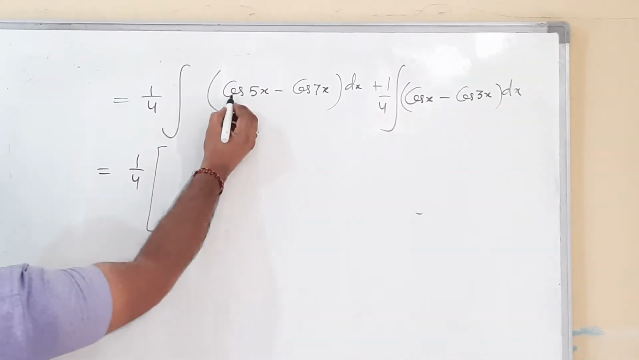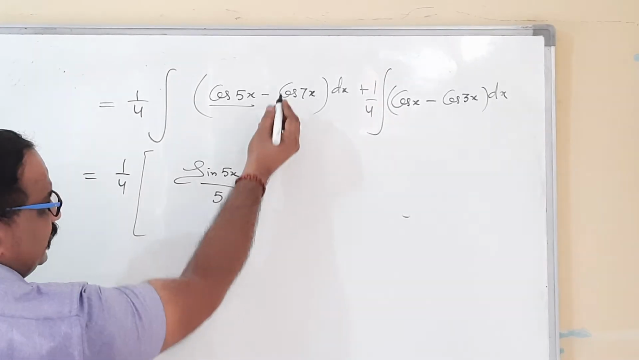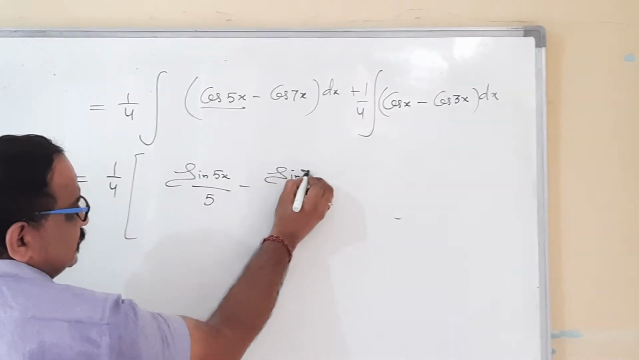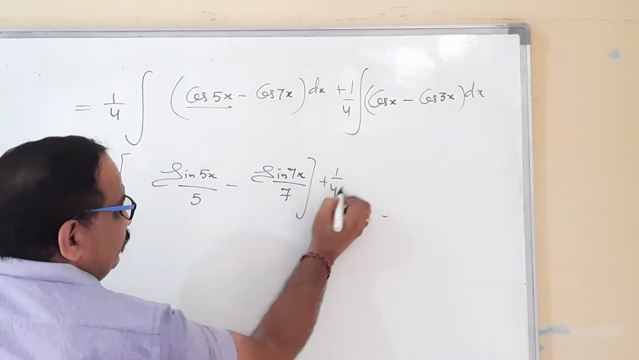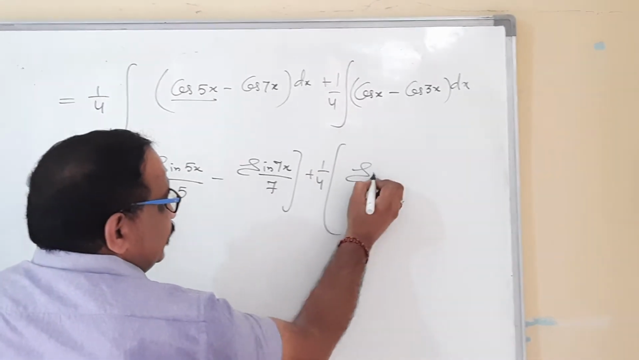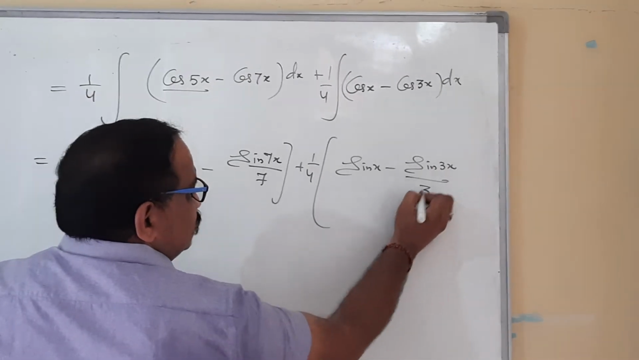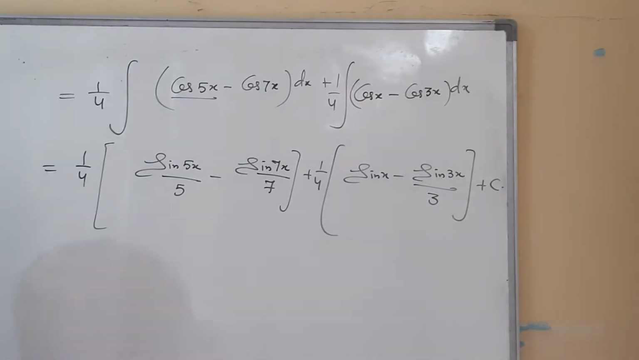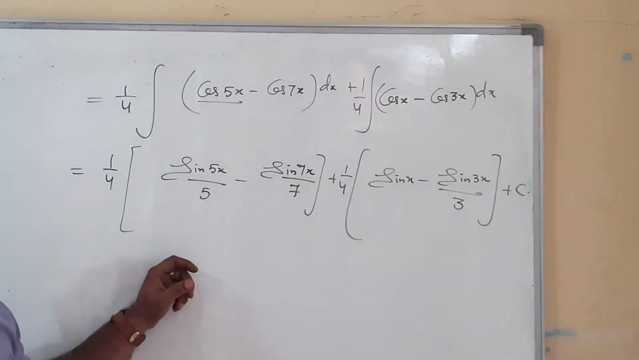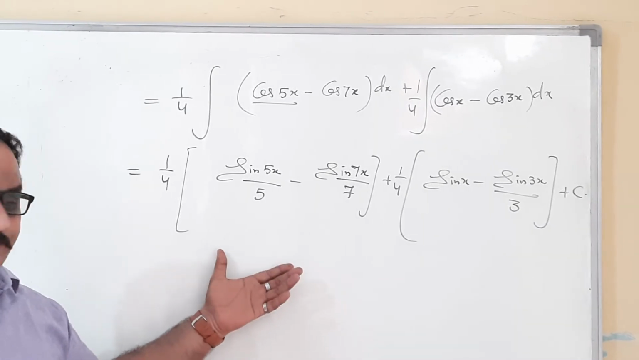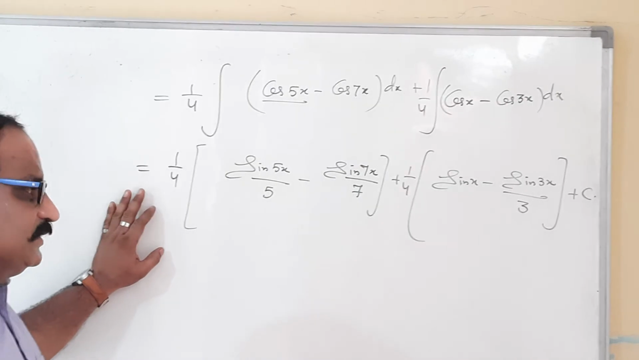So 1 by 4 is still out, and it's time to integrate. Cos 5x integration is sin 5x upon 5, minus cos 7x, that is sin 7x upon 7. That part is over, and plus 1 by 4 is still out. Cos x integration is sin x, cos 3x integration is sin 3x upon 3, plus C. So that's the solution for these cases. When three trigonometrical ratios come in a multiplied form, we are able to do that. That is our first case, where we have discussed the things about them.